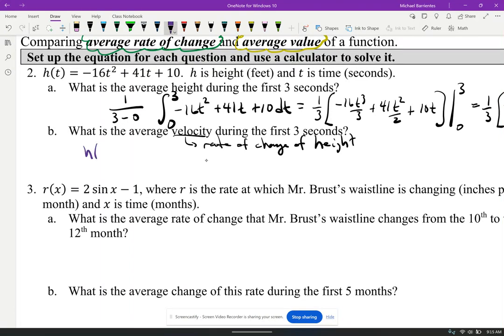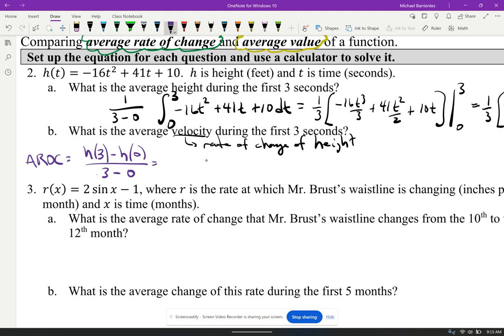Since we're given the function h, I'm going to use h, not f. So this is going to give me the AROC. This is the average rate of change formula, right? The slope formula. Here I don't need to find the derivative, and I don't need to find an antiderivative. I'm just going to plug into my original function and use this formula.